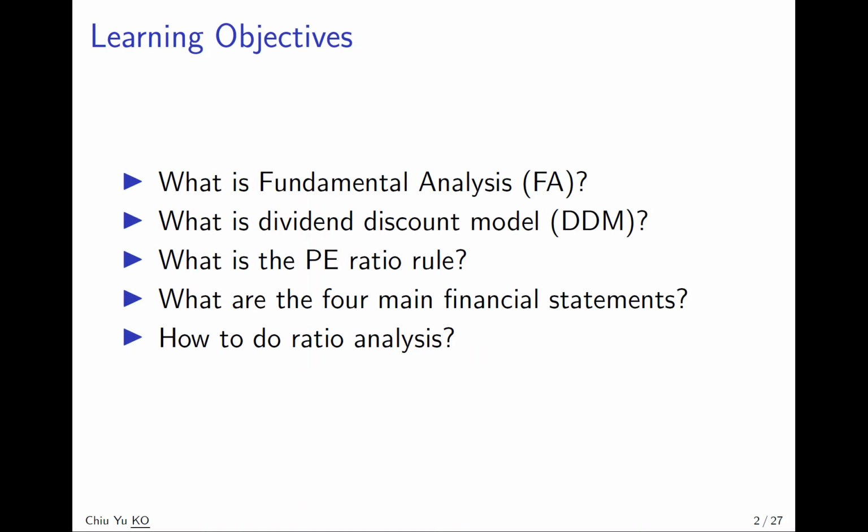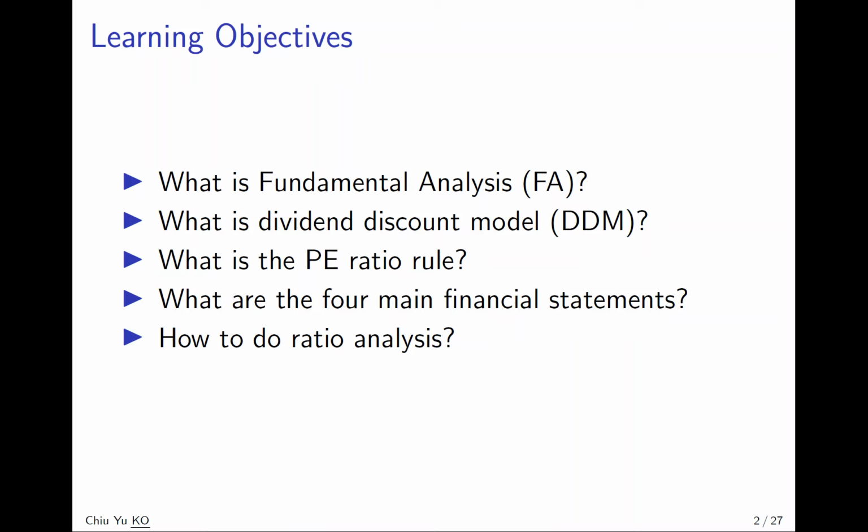Learning objectives. First, we want to learn what is fundamental analysis. Basically, it says analyze a company based on its own earning ability. And there are two simple ways to do fundamental analysis.